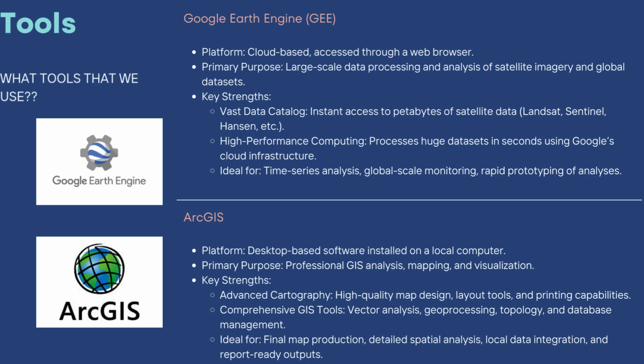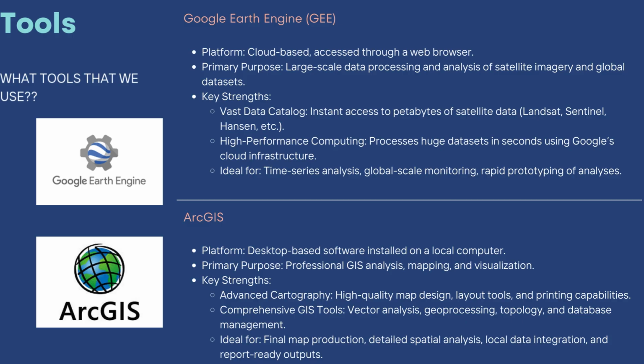Step 1, analysis in GEE. We use it as our data mining and processing engine in the cloud. Step 2, export. We send the finished analysis, our forest loss maps, to Google Drive. Step 3, cartography in ArcMap. We imported those maps to design, label, and finalize them for this presentation.